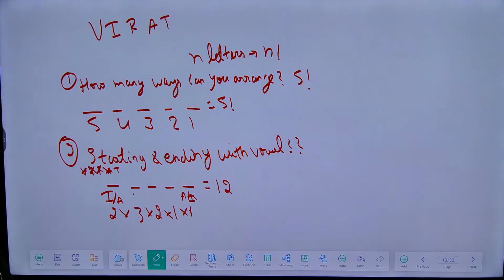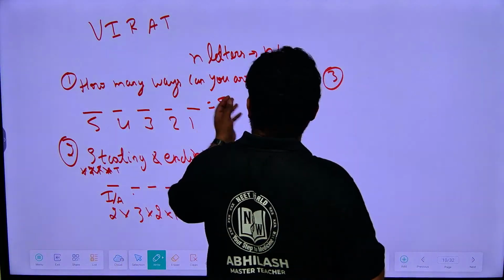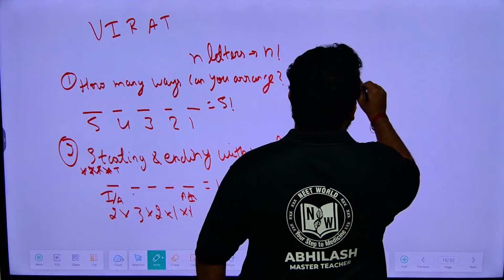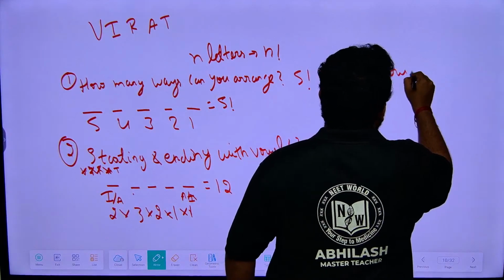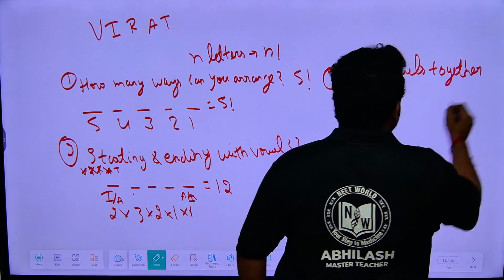Now my next question is: how many ways can you arrange the letters of the word Virat such that all vowels are together? This is the question always. All vowels together means what you will do is, Virat we are having.